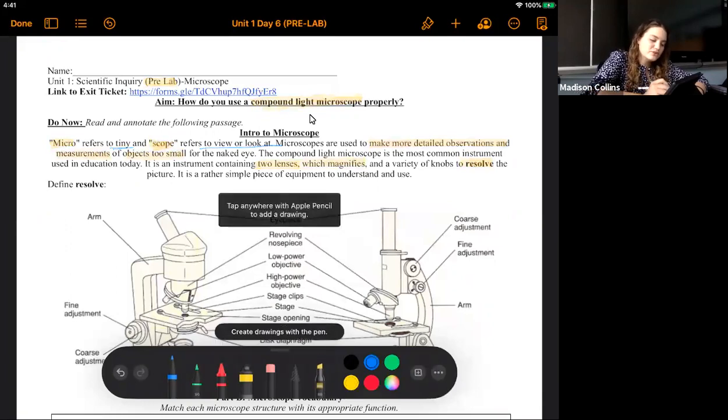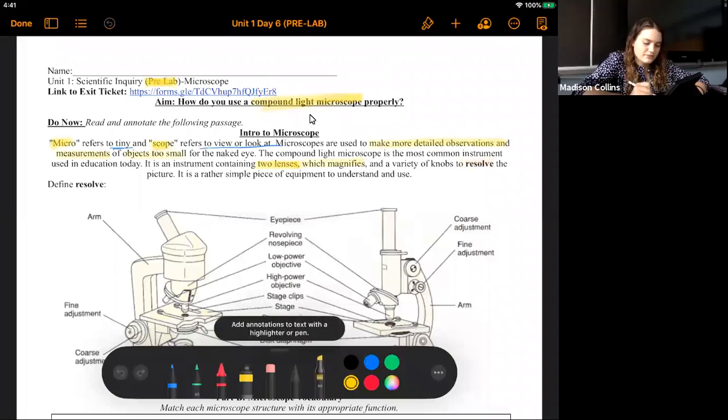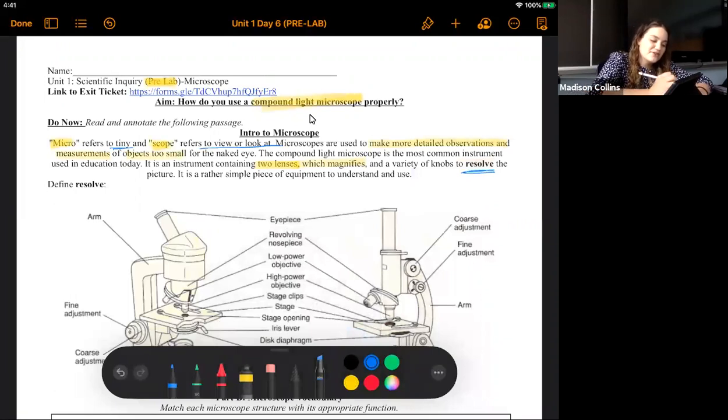All right, I then want you to define the word resolve. Now I actually want you guys to see if you can define this on your own before I tell you what the definition is. So look at this sentence and tell me, what do you think? What do you think this word means? All right, so if we look at that sentence, we can define the word resolve as to make more clear. So microscopes allow us to make objects more clear.